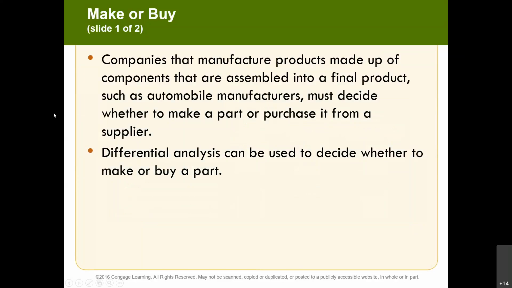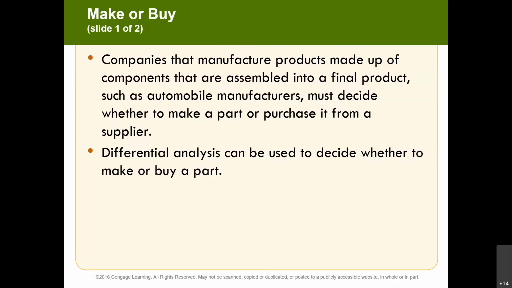Okay, so now let's look at the make or buy decision. This one's also very interesting. In this example, we're looking at whether a manufacturing company would be better off making or buying product for sale. For companies that manufacture products made up of components, such as an automobile, the decision must be made whether to make the part or purchase it from a supplier.